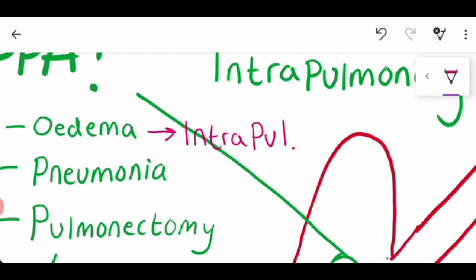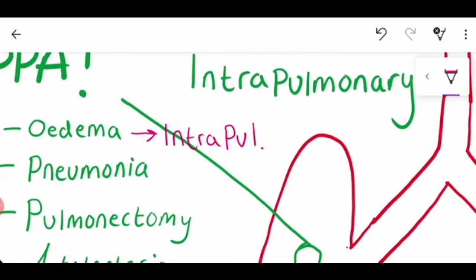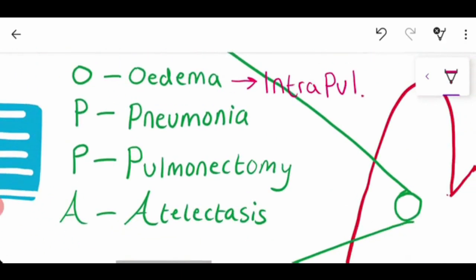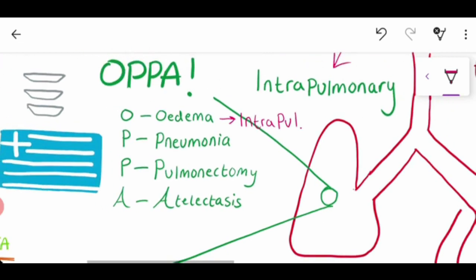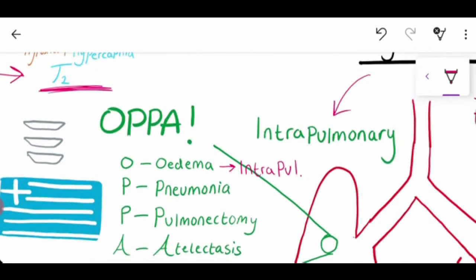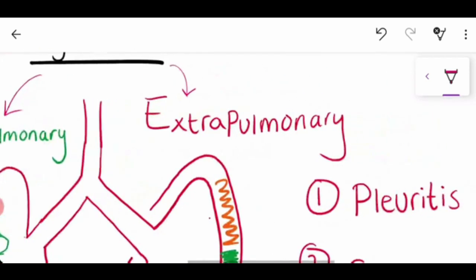Intrapulmonary edema can be caused by cardiogenic factors or non-cardiogenic factors. Pneumonia, you know what pneumonia is. Pulmonectomy is basically when you remove a lung. And atelectasis is basically a complete blockage of the lung. So, when you think of intrapulmonary, think like a Greek guy. Oppa.